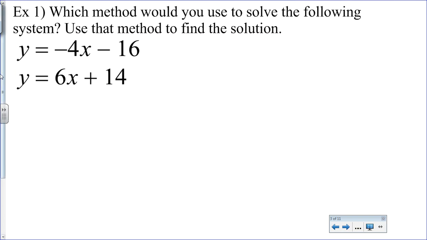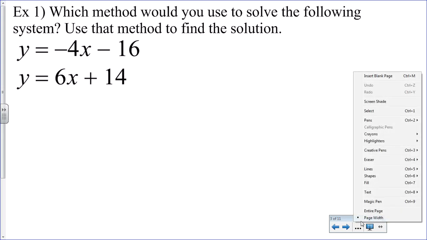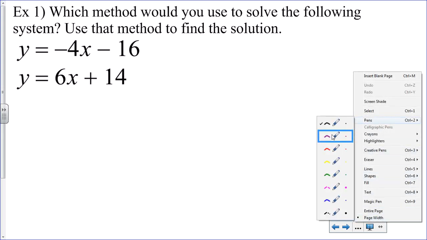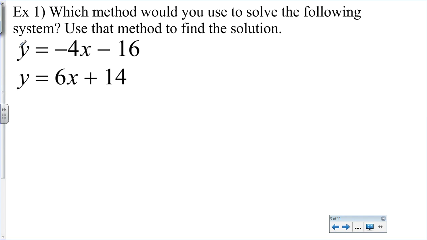So we are going to go ahead and just look at a few examples and decide which method we're going to use. Okay, so in this first problem here, you'll notice that my y's are alone for both equations. So since I have a y alone here and a y alone here, I'm actually going to take the 6x plus 14 and plug it in. Okay, so this is going to be substitution.